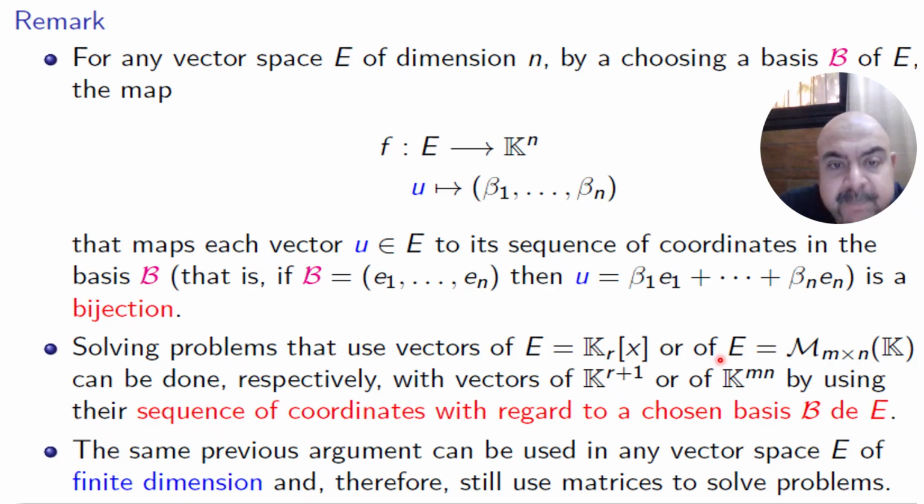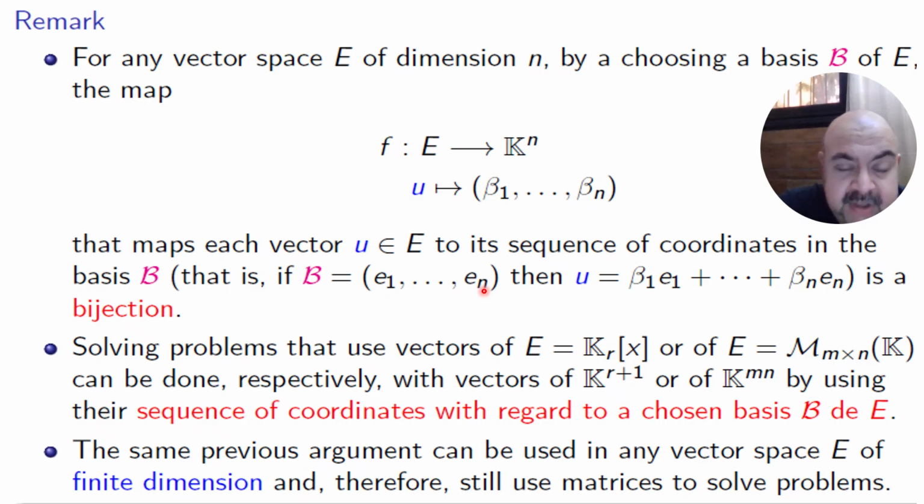So simply it's going to be beta 1, which is a constant, times E1, and so on. We usually refer to E1, E2, E3 as the standard or canonical basis, which is the simplest basis for this subvector space. Of course, it is a bijection, which means it is injective and surjective. That's the meaning of bijection.